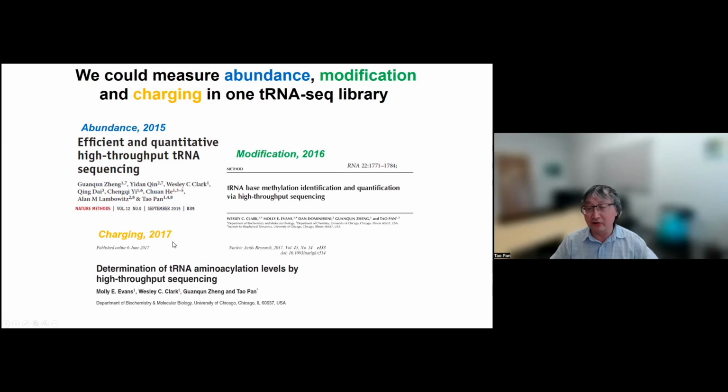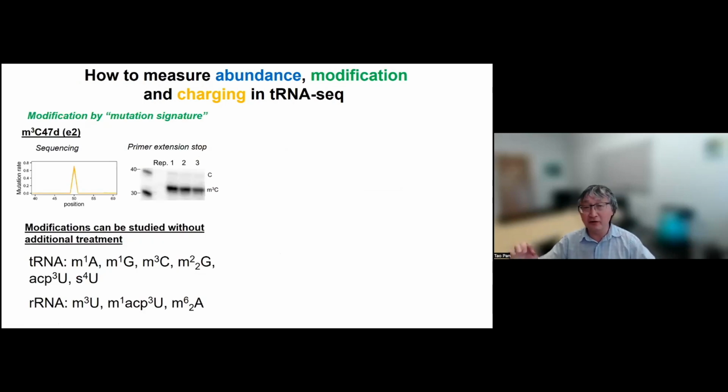And then charging is also the one we're able to develop a method for. So by 2017, we're able to measure abundance, modification, charging in one sequencing library. So you may ask, how do we measure these things? So for modification, the way we normally do this is through a thing we call mutation signature or deletion signature.